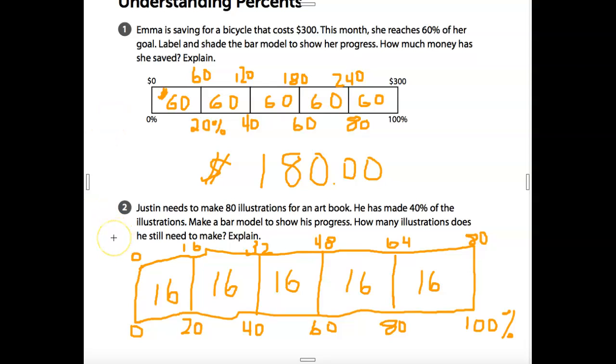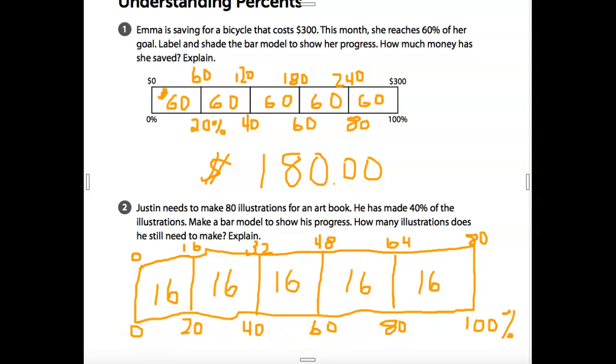Justin needs to make 80 illustrations for an art book. He has made 40% of the illustrations. Make a bar model to show his progress. How many illustrations does he still need to make? Okay, so I made this bar. Not real proficient on this, using this pen yet, but I did my best.